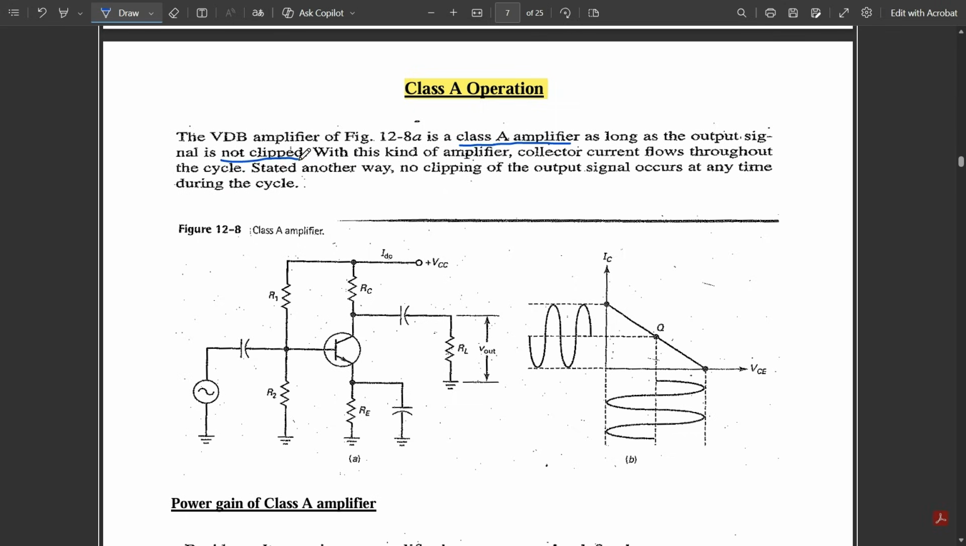This could only be called a class A amplifier as long as the output signal, that is this V out, is not clipped. Clipped means it cannot be getting changed. For one full cycle the output should be remaining constant. With this kind of amplifier, collector current flows throughout the cycle, which could be stated in another way: no clipping of the output signal occurs at any time during the cycle. So this is the basic part of a class A operation.